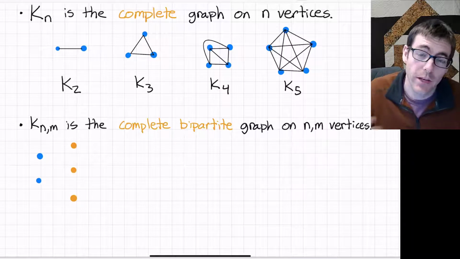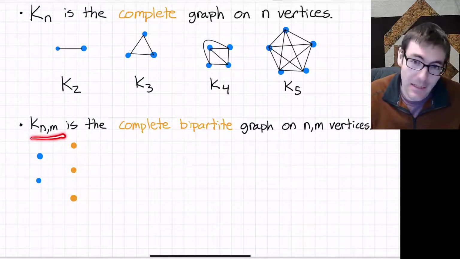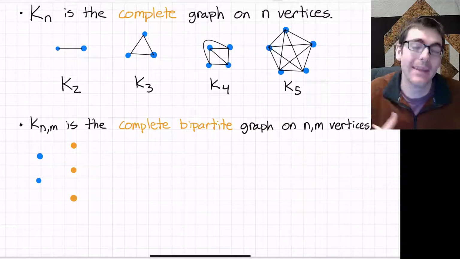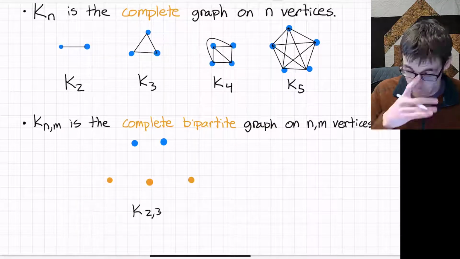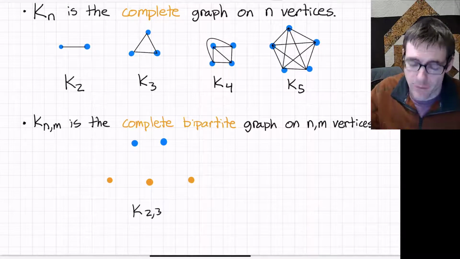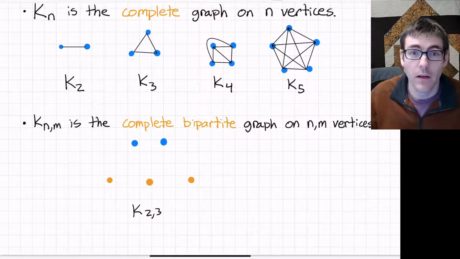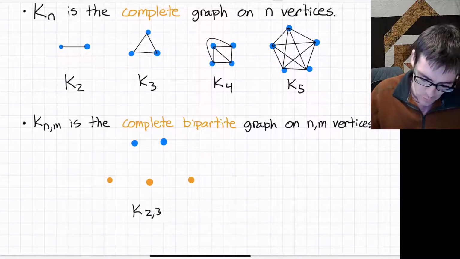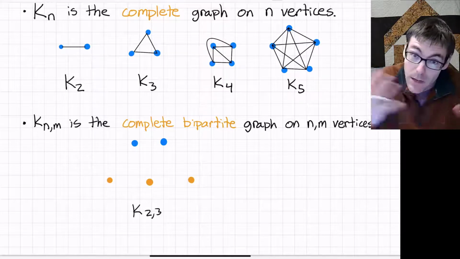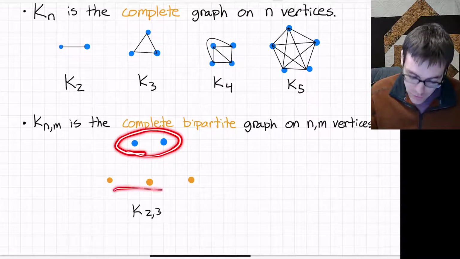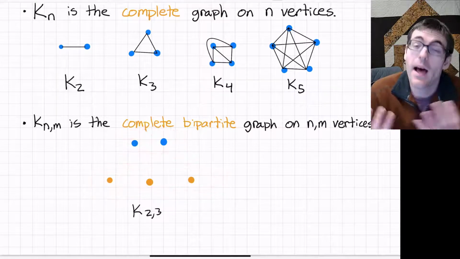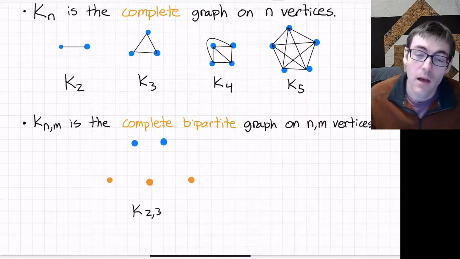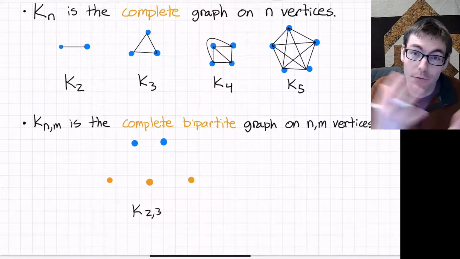Using a similar notation, we'll say that K_{n,m} is the complete bipartite graph on n and m vertices. To see what I mean, here's an example. Here is K_{2,3}. This is the complete bipartite graph on 2 and 3 vertices. What we want is this graph to be bipartite, so the group of 2 and group of 3 vertices cannot have edges within them. We can't possibly have an edge like that or like that. However, we want edges everywhere else.